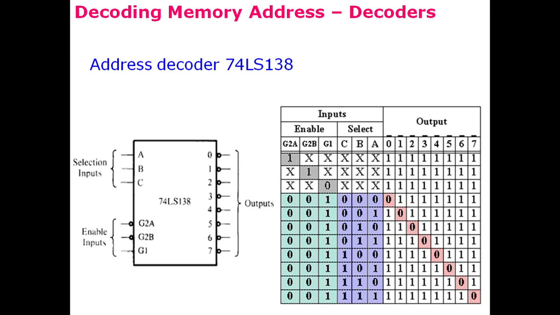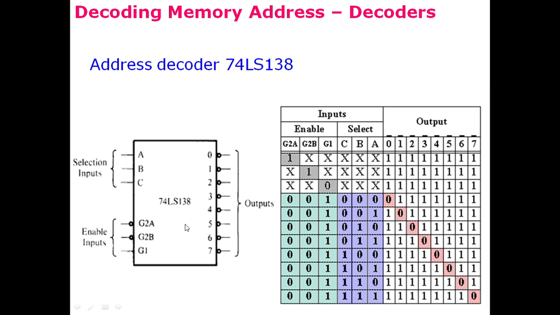Here we can see another address decoder that is called 74LS138. This is a 3 to 8 line decoder, and in this decoder there are 3 enable lines: G2A, G2B, and G1. G1 is active high, and the other 2 enable lines are active low. So whenever we want to enable this decoder, G2A and G2B should be 0, and G1 should be 1. In this scenario, this decoder will be enabled.